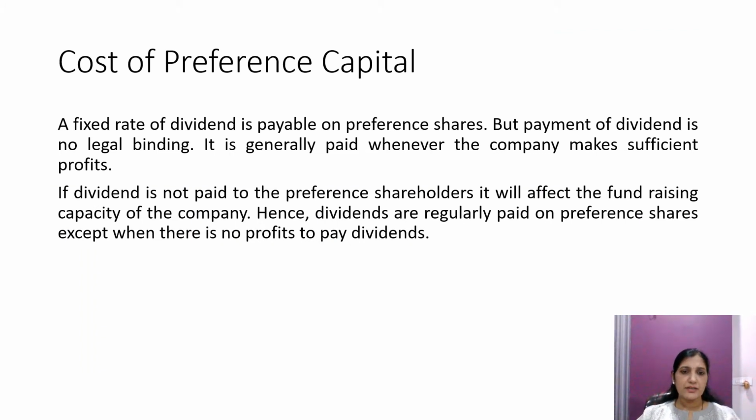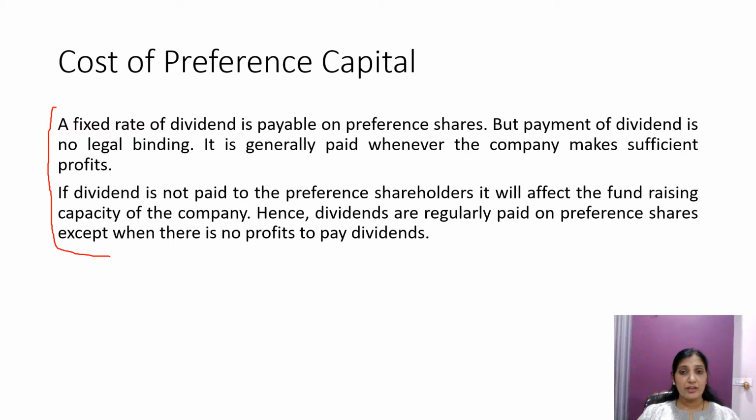A fixed rate of dividend is payable on preference shares. But payment of dividend has no legal binding. It is generally paid whenever the company makes sufficient profits. If dividend is not paid to the preference shareholders, it will affect the fundraising capacity of the company. Hence, dividends are regularly paid on preference shares except when there are no profits to pay the dividend. All of you know this since you have been studying preference shares for many years. So this is just the gist of what preference capital is.